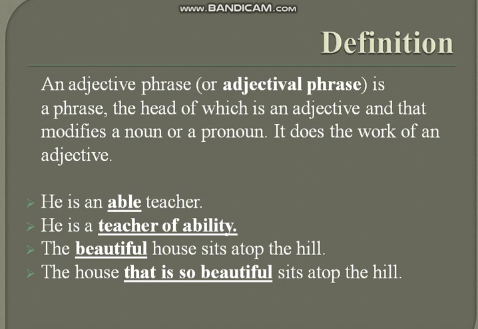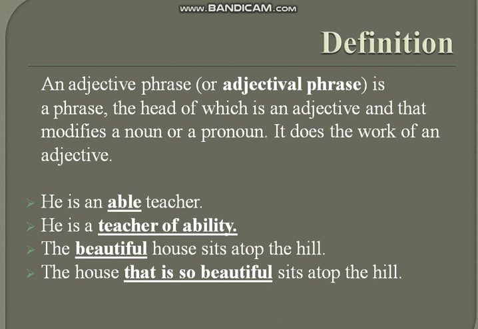Like you can see in the examples, he is an able teacher. So here the word able is an adjective because it is a single word. He is a teacher of ability. Here teacher of ability is a phrase. If we write it separately, it would not give us any complete sense, and it does not have any subject and verb in it. But in this sentence, it is functioning as an adjective phrase.